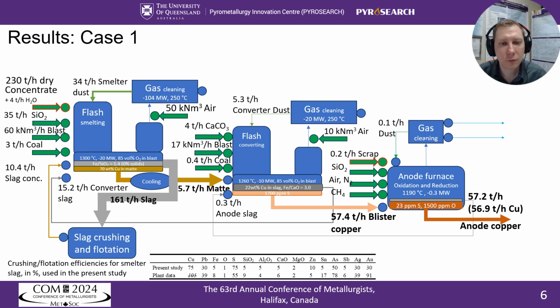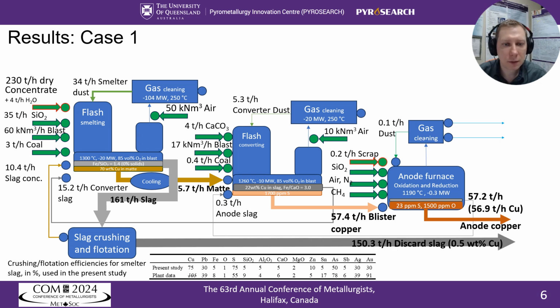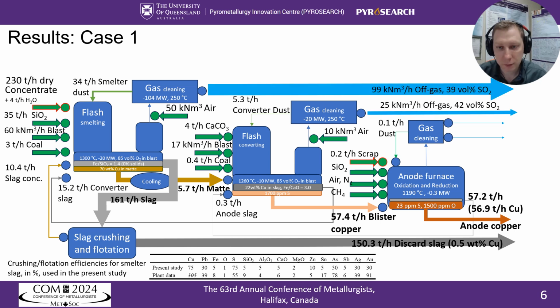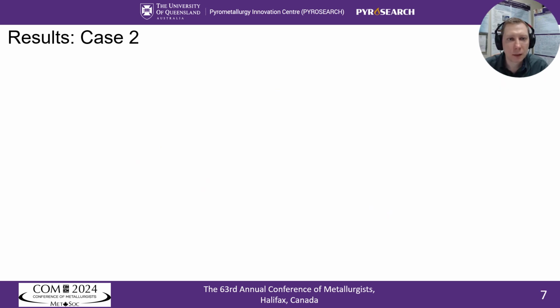Thus, there are only three output streams from the process. The first is the anode copper. The second is discard slag after flotation. And the last is clean off gas. The amount of metals, including arsenic, in the off gas is negligible. Let's see the results for case 2.